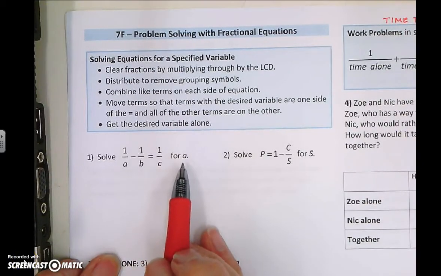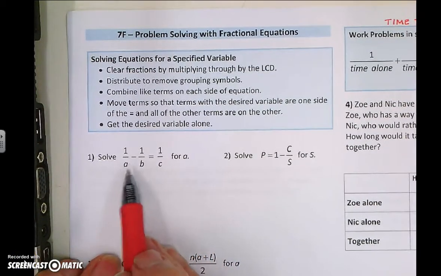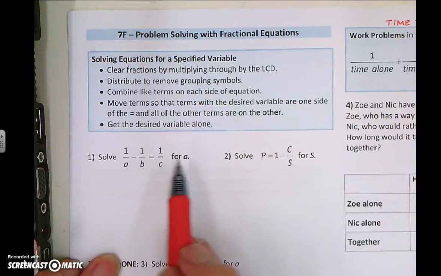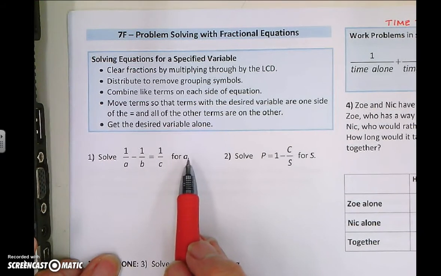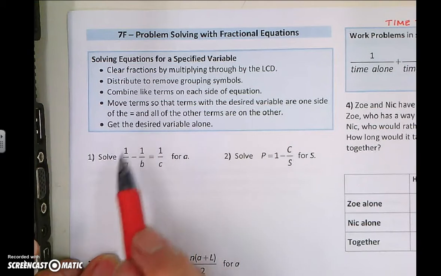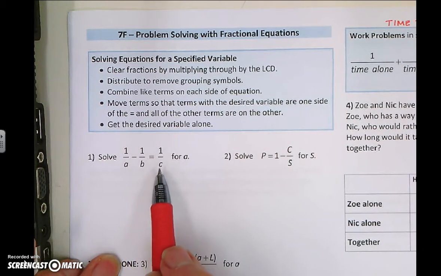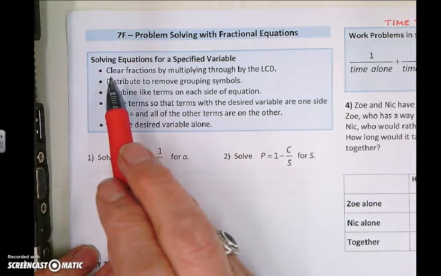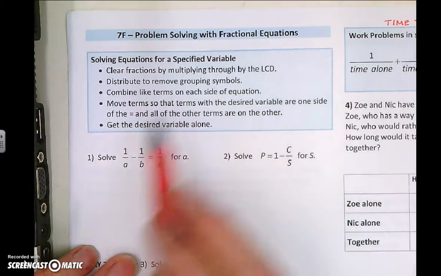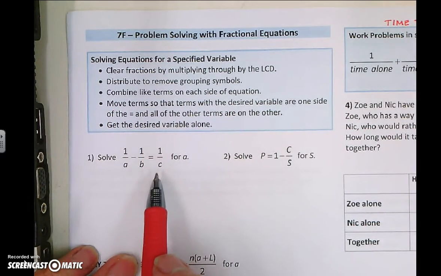In this first group of problems, we're going to be solving an equation with a lot of variables in it for a given variable. We've done this before, but this time we're going to have fractions involved. So in order to do these the most efficiently, we're going to clear the fractions by multiplying through by the LCD. We'll then distribute, remove grouping symbols if there are any.